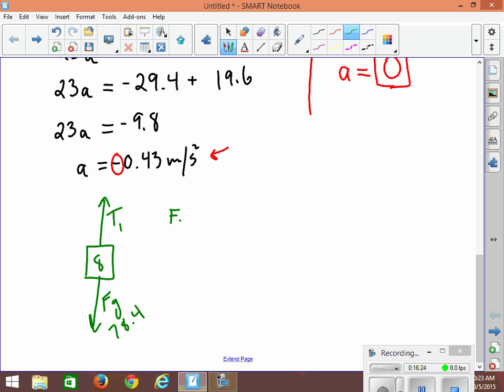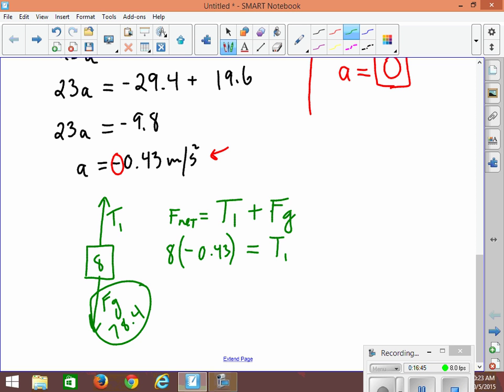So F net equals ma, right? In this case, it's equal to T1 plus gravity. And so we have m times a, 8 times our a, which is negative 0.43. And that means that T1 here, and now remember, in our reference frame, this number is contributing to clockwise motion. So although it looks like it's down, we have to remember that we are considering that as movement in a positive direction.